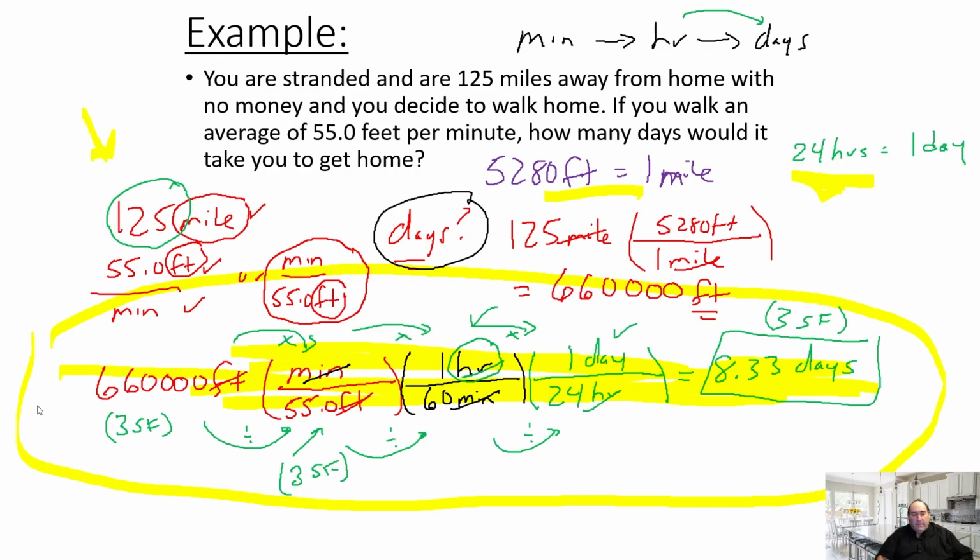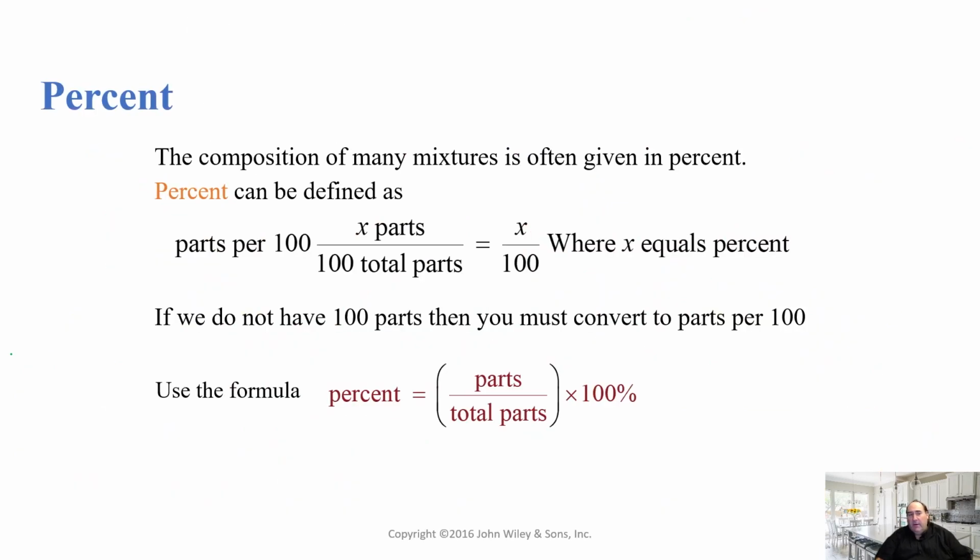All right, so that is conversions. A couple of things we touched upon: percentages. If you're calculating the percentage of something, you take whatever you're looking at, divide it by the total amount, and multiply by 100.